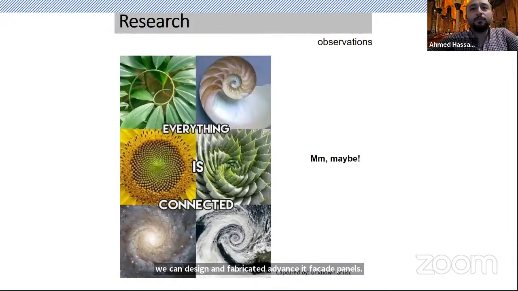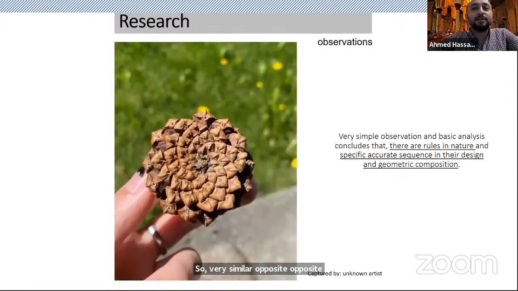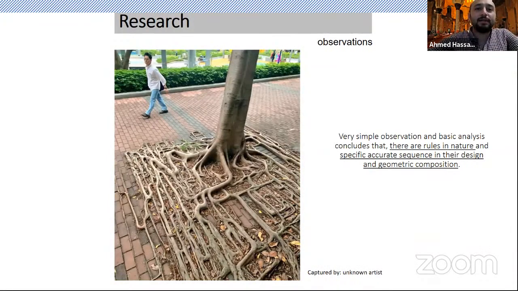So I'll start with a few observations. Maybe everything is connected, maybe everything is related in nature. They have rules somehow. So very simple observations and basic analysis conclude that there are rules in nature and a specific accurate sequence in their design and geometric composition. We can see in the different compositions in nature how it has rules and growth theories and so on. Also how a tree can grow its roots somehow in any environment, being able to survive where it is, considering all the factors, aspects, obstacles, and so on.